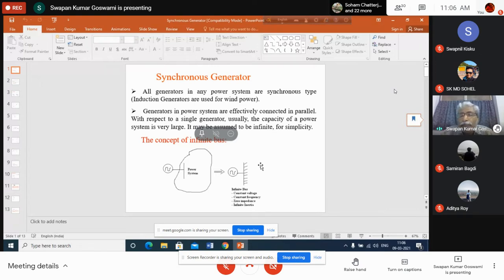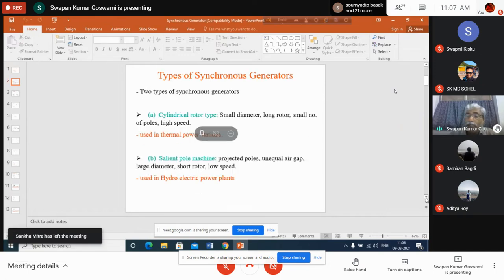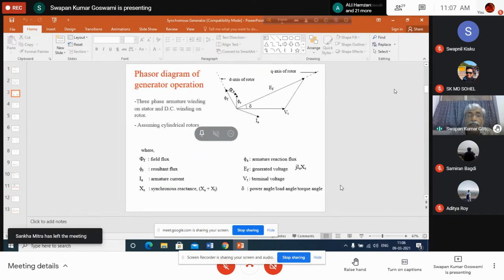What is that infinite bus? Infinite bus is a bus where the voltage and frequency remain constant. Voltage constant means the infinite bus is behaving as a constant voltage source, with zero internal impedance, and constant frequency means it will have infinite inertia. So these are the properties of the infinite bus, and with this assumption we are discussing how the synchronous generator will perform.